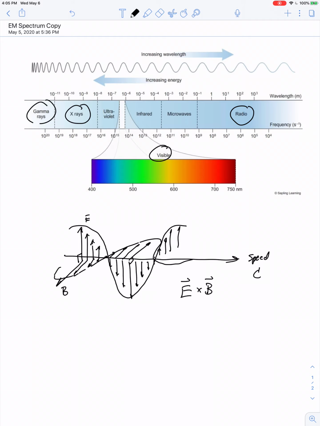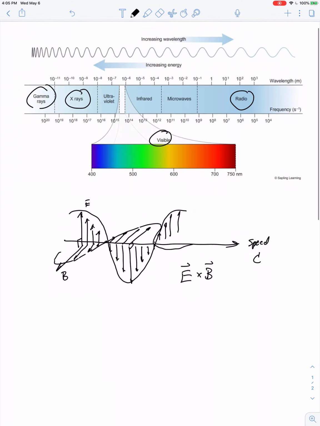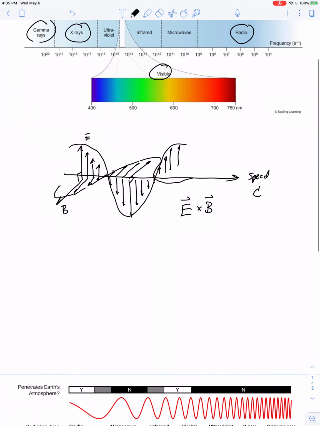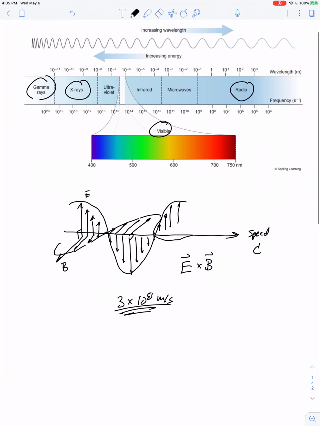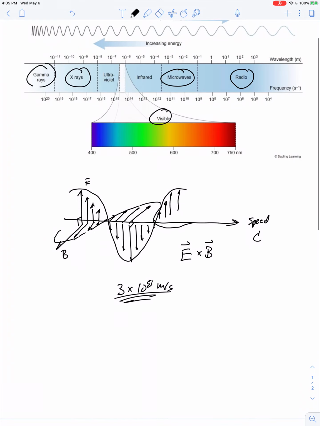The speed is represented as a vector pointing to the right, and the value of that speed, at least in a vacuum, is very nearly 3 times 10 to the 8th meters per second, regardless of the type of radiation. So radio waves, microwaves, infrared, ultraviolet, and all types of light travel with the exact same speed. So what distinguishes any one from another? Well, really we can distinguish them in terms of wavelength and frequency.